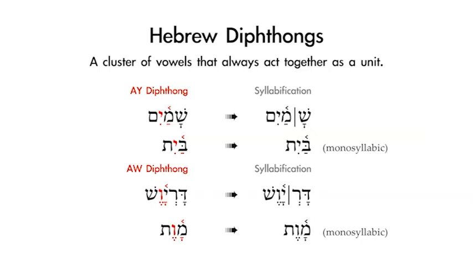Now we come to the topic of the Hebrew diphthongs. There are two diphthongs in Hebrew, the AY diphthong and the AW diphthong. Well, what in the world is a diphthong? Look with me at the screen and you'll see that a Hebrew diphthong is a cluster of vowels that always act together as a unit. And there are two of them. There's the AY diphthong up here at the top and the AW diphthong down here below. They're called the AY diphthong and the AW diphthong because they're formed with either the yod or the waw. When the diphthong is formed with a yod, it's the AY diphthong. When the diphthong is formed with the waw, it's the AW diphthong.